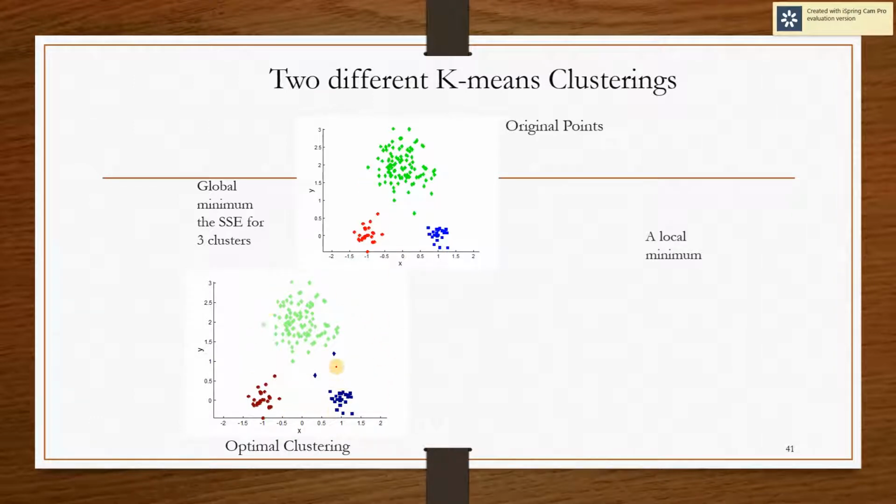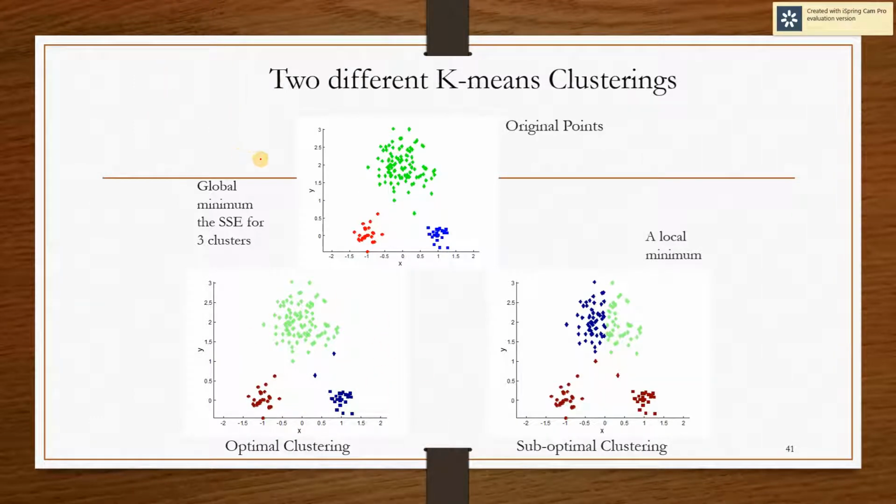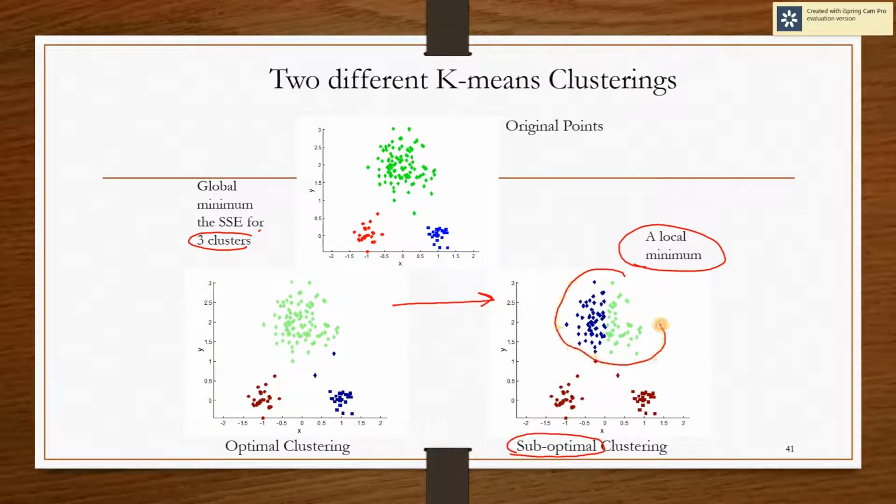This is the optimal clustering. So in optimal clustering, you have 3 clusters here with a global minimum of some squared error with 3 clusters. However, sometimes k-means clustering can get stuck in a local minimum, where it is a suboptimal clustering.